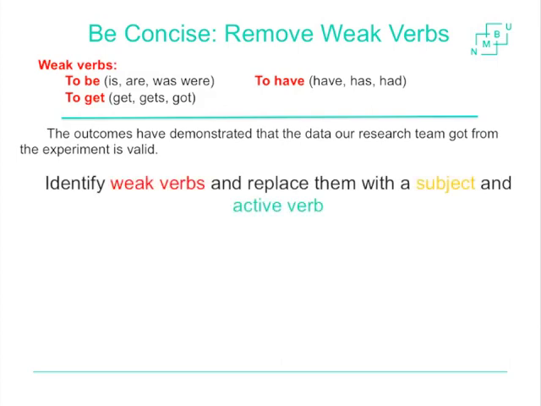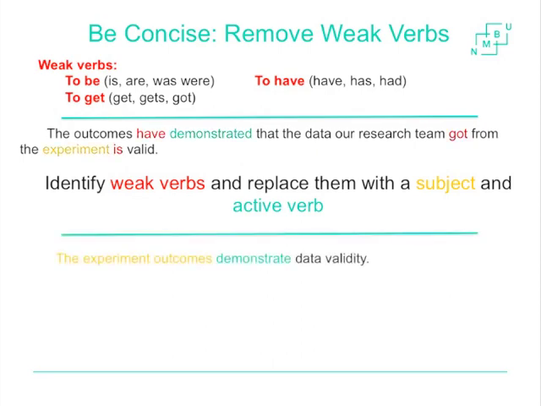Have, got, and is are here weak verbs, which could be removed if you replace them with a subject and an active verb. The experiment outcomes demonstrate data validity. This has the exact same meaning, but you save 10 words, making your sentence more concise.